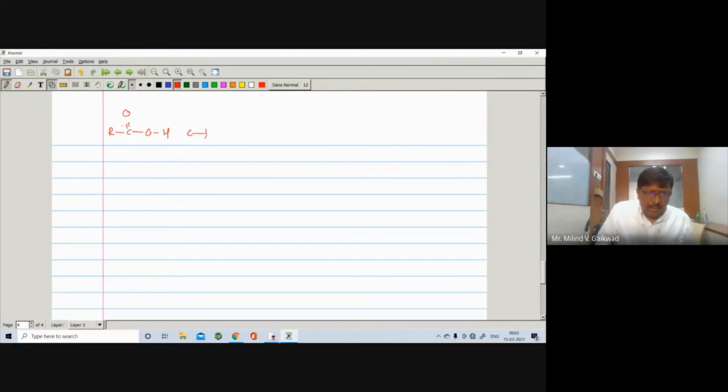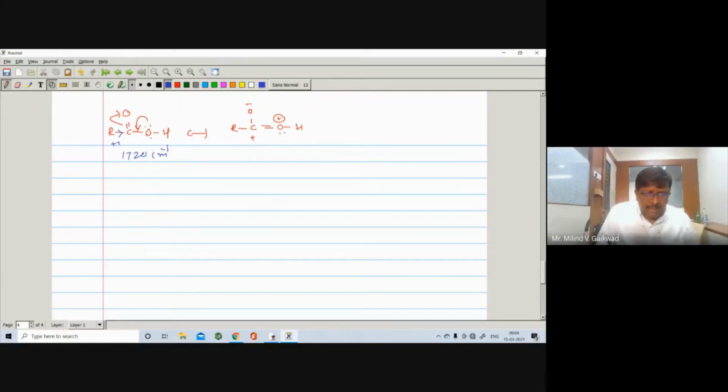As the pi bond, they are involved in delocalization, the lone pair on the oxygen, they are involved in delocalization. So you are getting single bond character, right? The lone pair on the oxygen is involved in delocalization. So here the CO will appear at 1720 centimeter inverse.